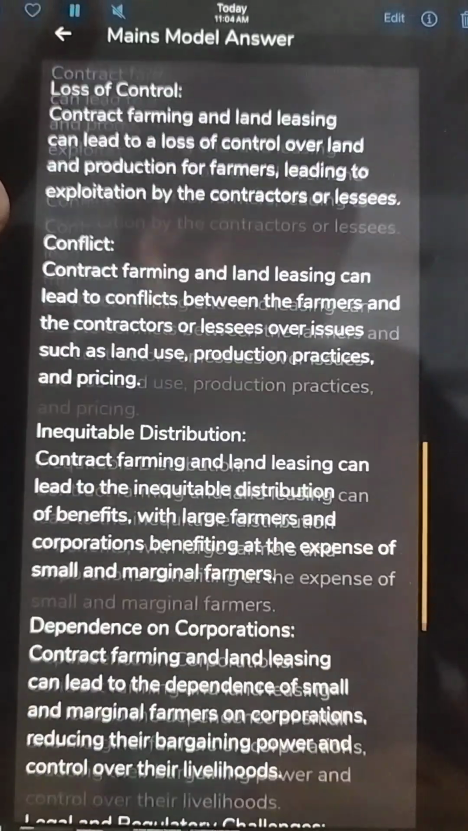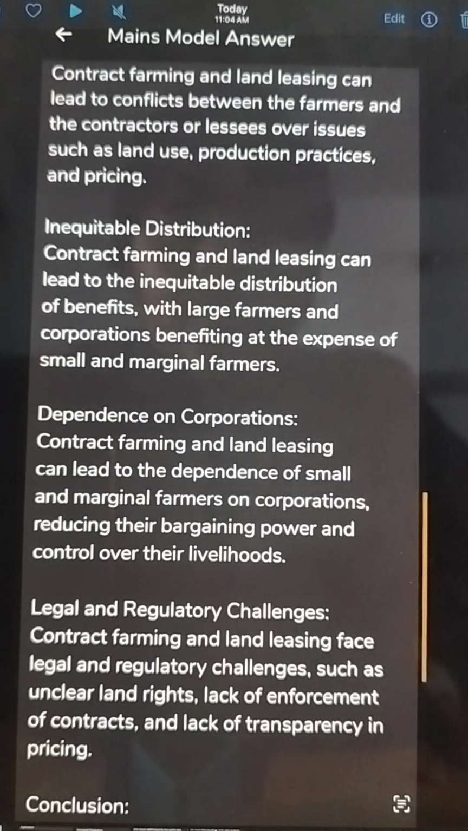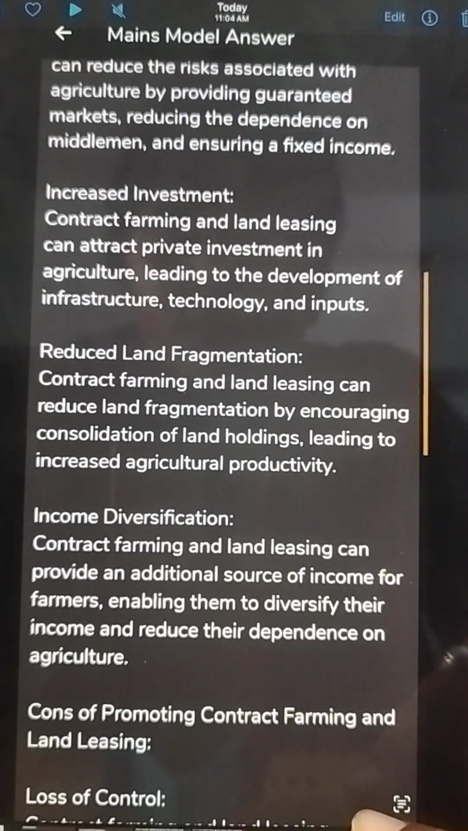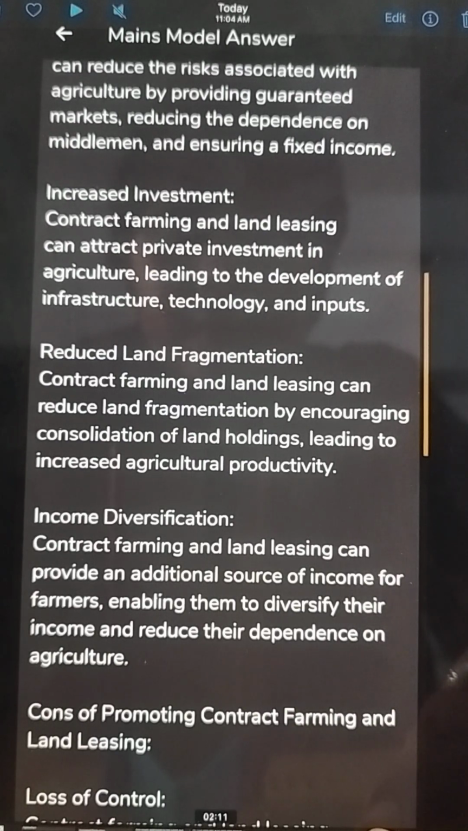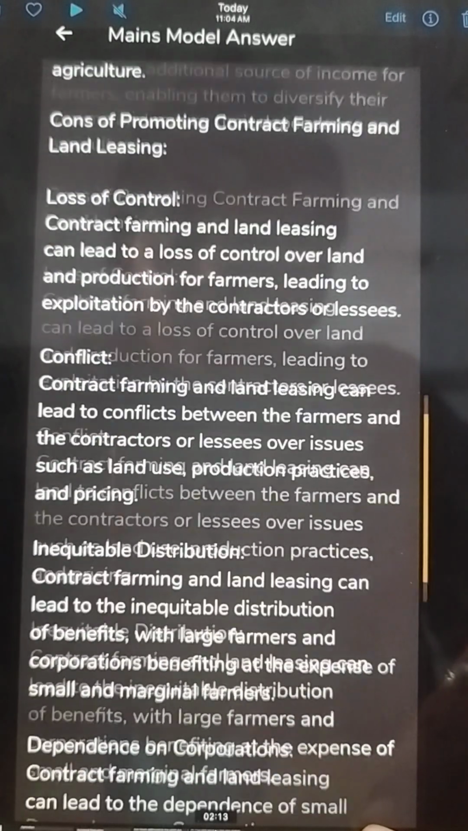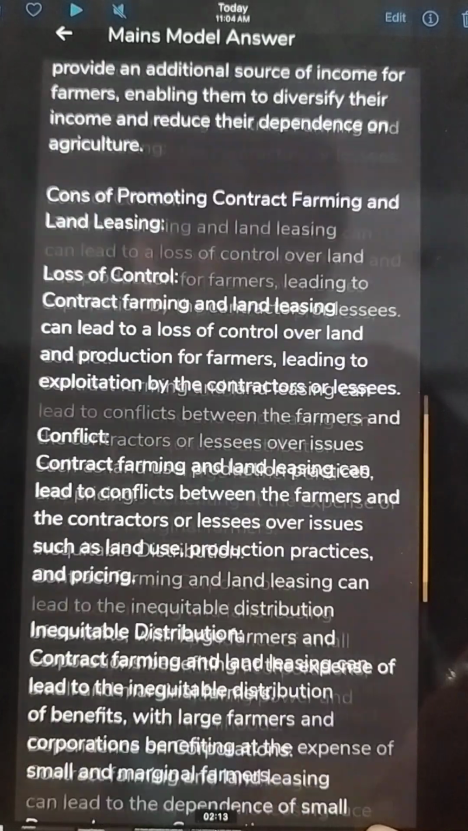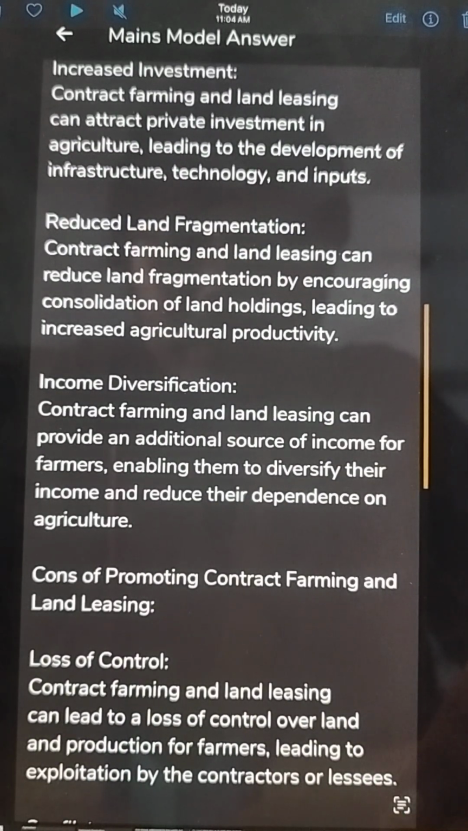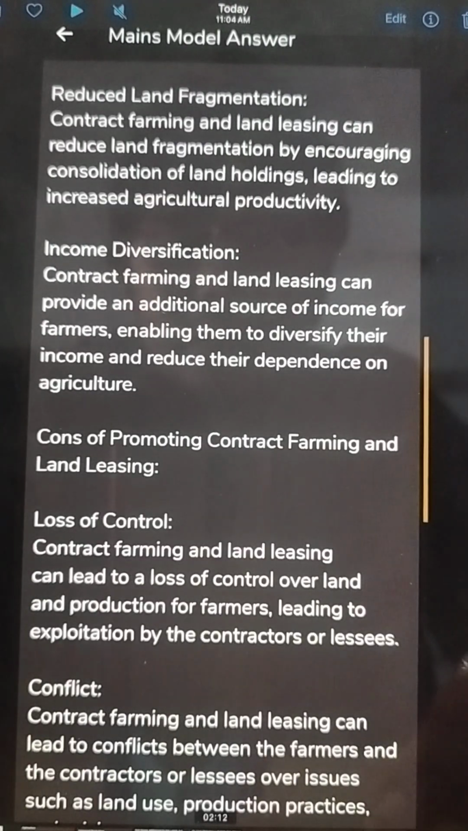Then the cons of promoting contract farming and land leasing. First, loss of control and exploitation. Contract farming and land leasing can lead to loss of control over land and production for farmers, leading to exploitation by the contractors or lessees.